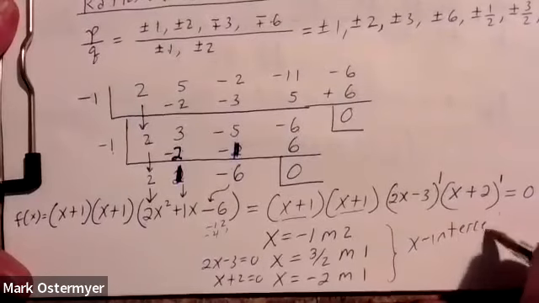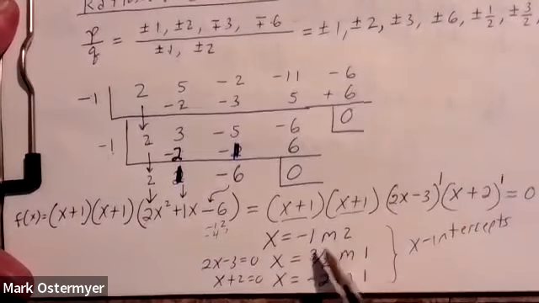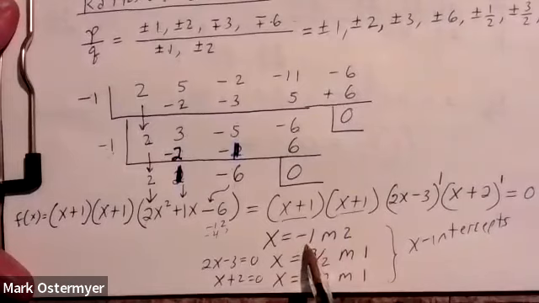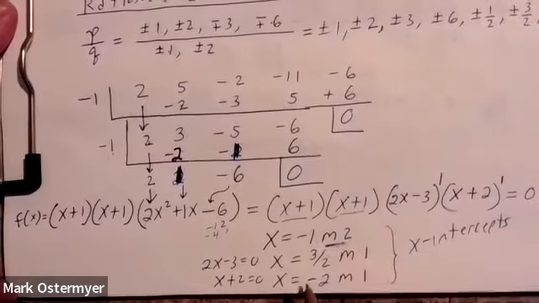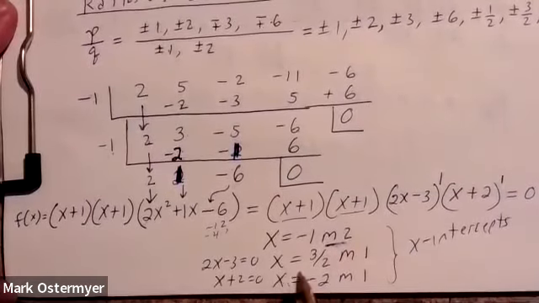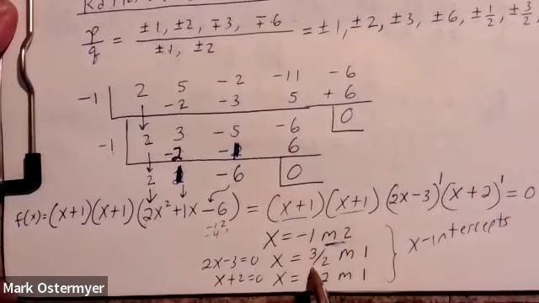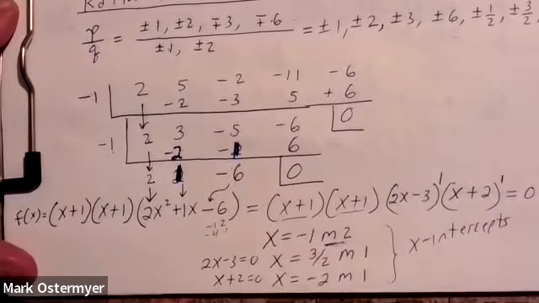And can somebody tell me, would my graph of f of x cross through the x-axis at -1 or just touch the x-axis at -1? What would be the case here? Just touch it. It would just touch the x-axis at -1, but not cross through, because that's an even multiplicity. The graph of f of x would actually cross through the x-axis at 1.5, because this is an odd multiplicity, and the graph would actually cross through the x-axis at -2, because that's odd multiplicity.